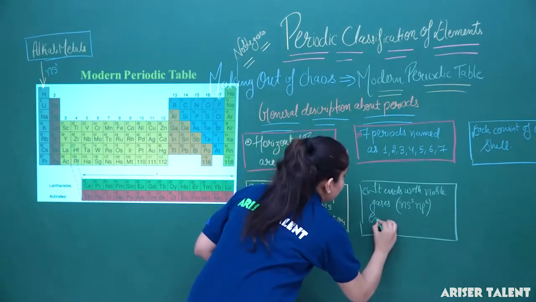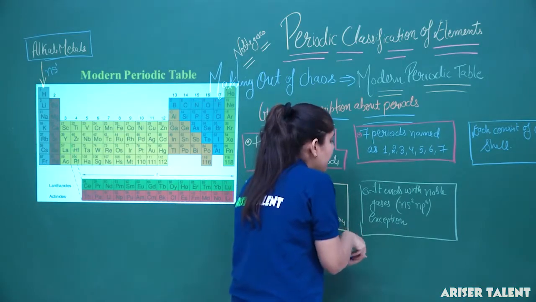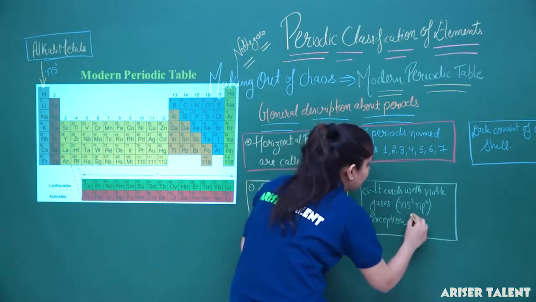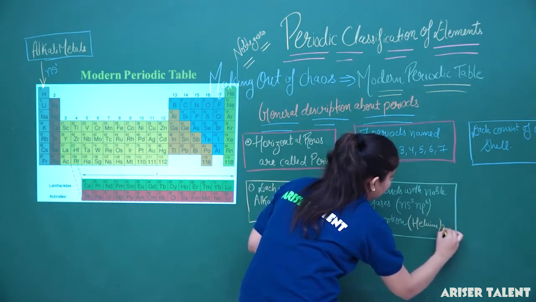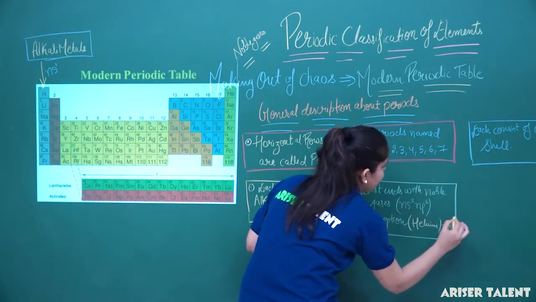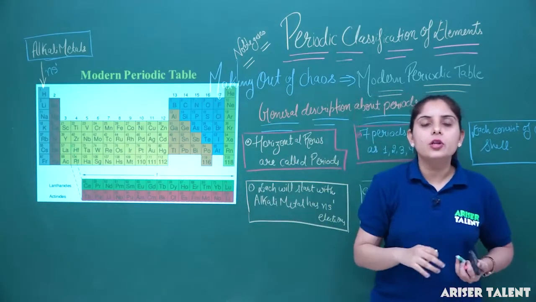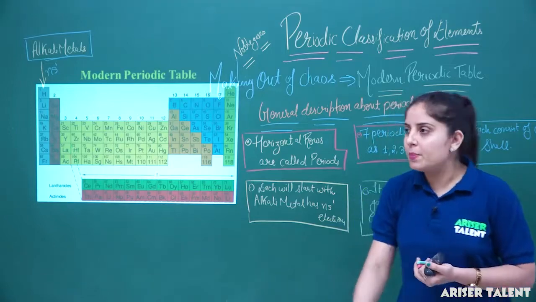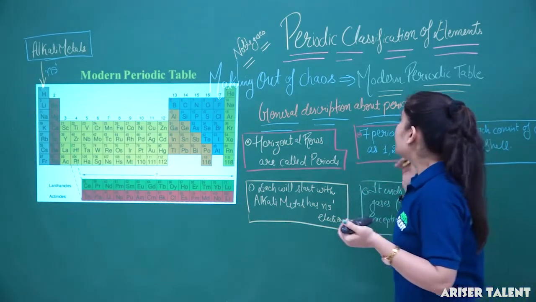So what is the exception here? The basic exception here will be helium. Helium has an electronic configuration ns2, but apart from it all the other noble gases have an electronic configuration ns2np6. So these are some of the characteristics that I have written for the periods.